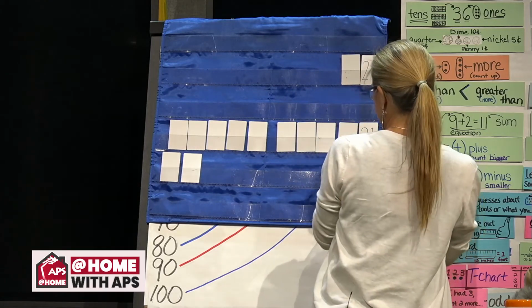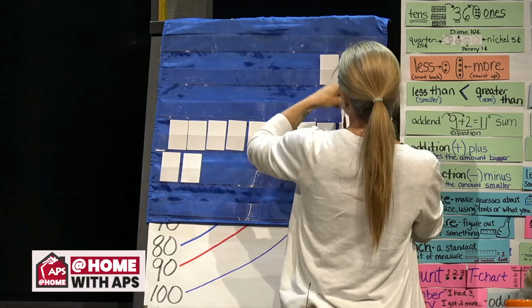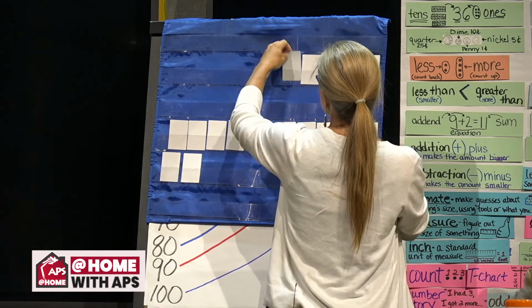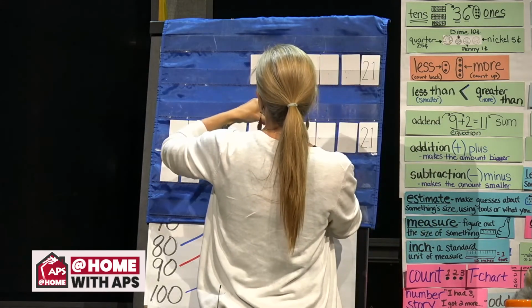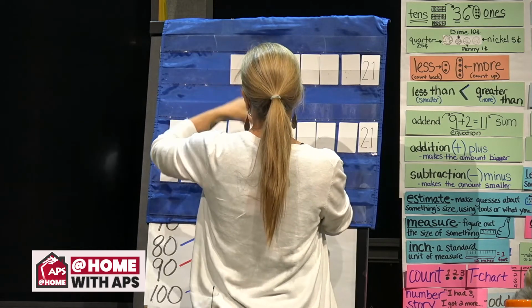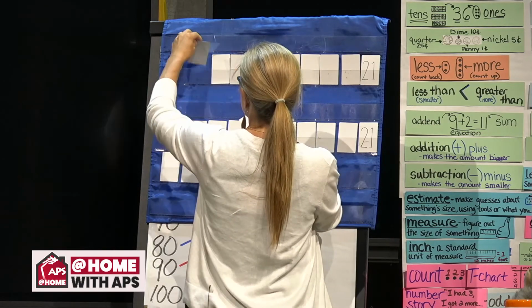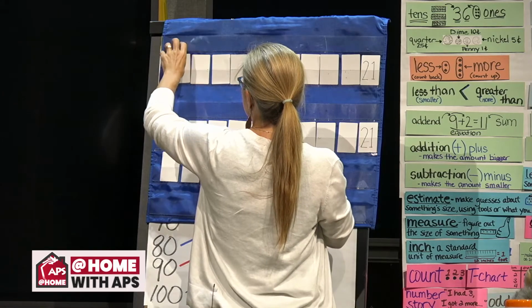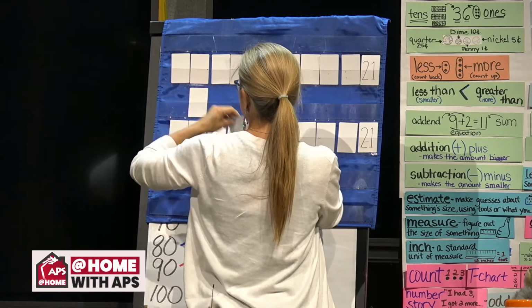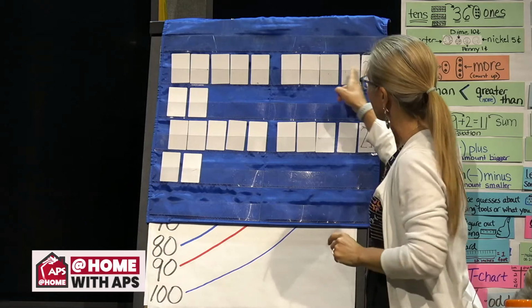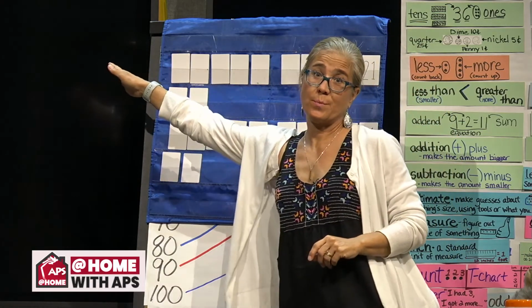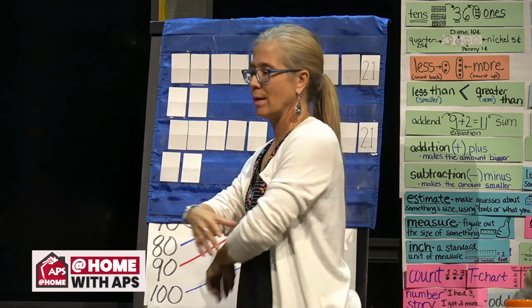21, 20, 19, 18, 17, 16, 15, 14, 13, 12, 11, 10. Okay, so we'll kind of go like that. If you've got a bigger space, you want to just lay them out in one straight line.